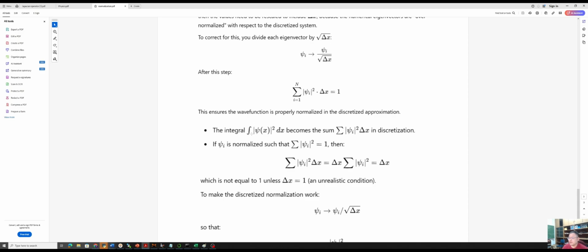So the integral of this one will be the sum of the wave function squared times delta x. To normalize it, you make sure that it's equal to 1. But in the calculation, NumPy normalizes the vector as a sum over single points, so you have a delta x, so you have to divide the wave function by the square root of delta x.